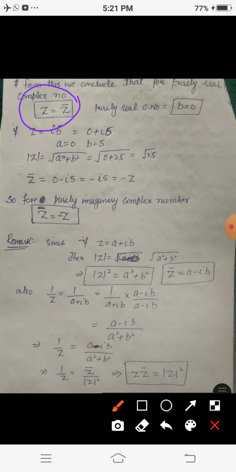Now if we consider z equals iota 5, this is a purely imaginary complex number. We can write this as 0 plus iota 5. Here a is 0, b is 5, so its modulus is root of a square plus b square, which is root 25, while z bar, that is 0 minus iota 5, is simply minus iota 5. Now iota 5 is z, so z bar is minus z. So for purely imaginary complex numbers, z bar is always minus z.